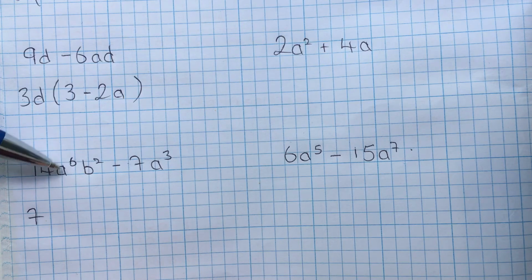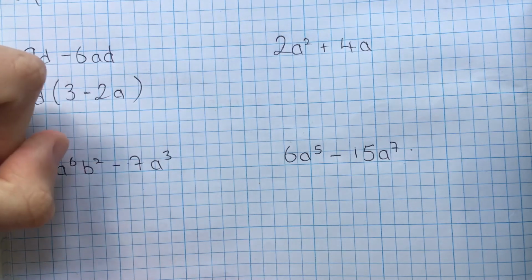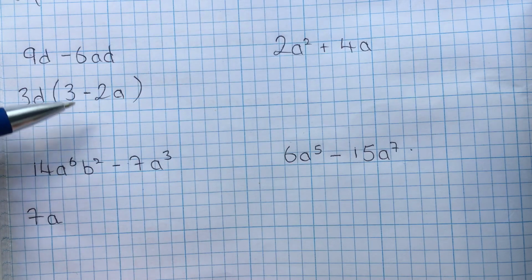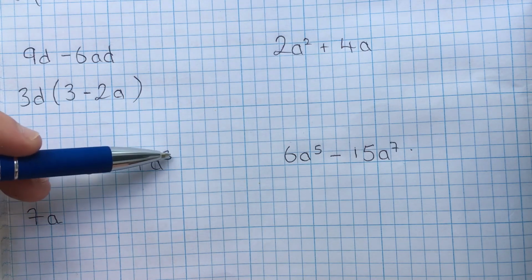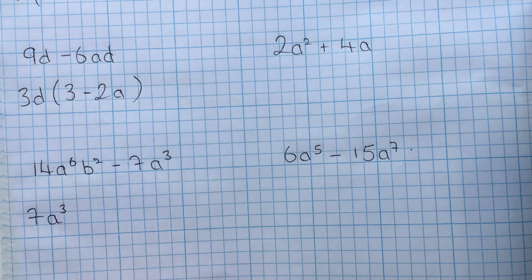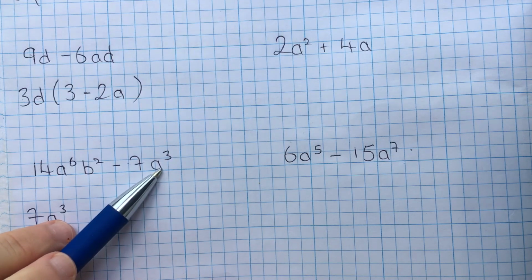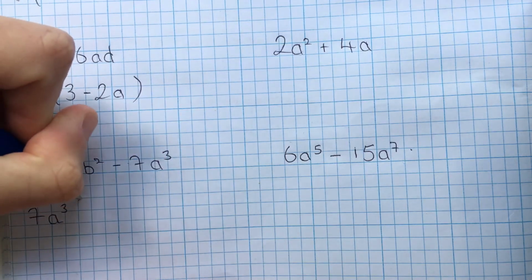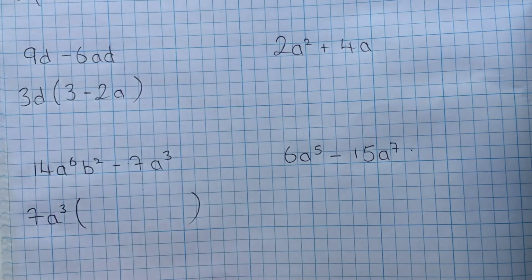So there's no b term in both. There's only a b term in the first part. So a is in both terms. So a is our common factor. But again, you want the highest possible factor. As this is a to the power of 6, and this is a to the power of 3, we can take a to the power of 3 as our common factor, because that's the biggest possible combination of a. Okay, so that is our brackets.